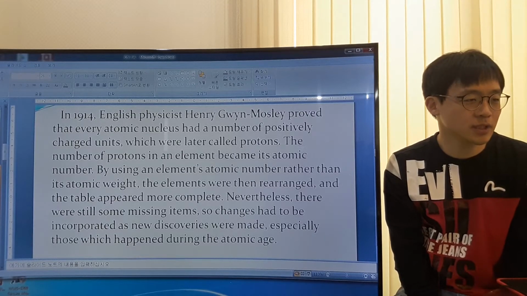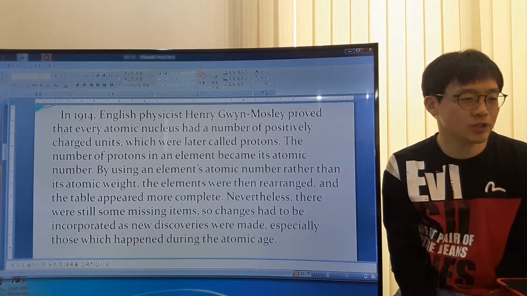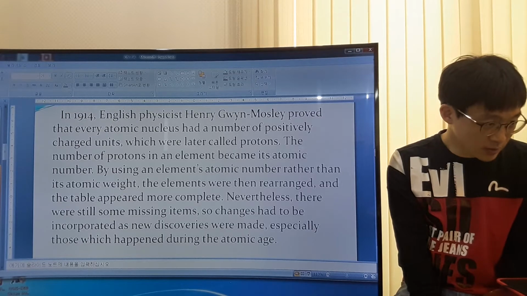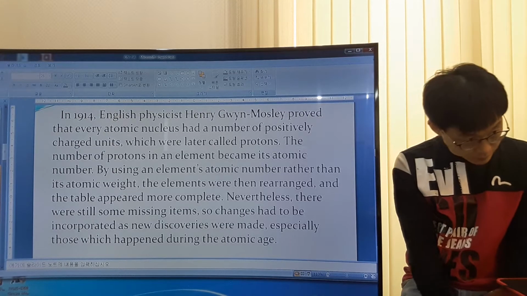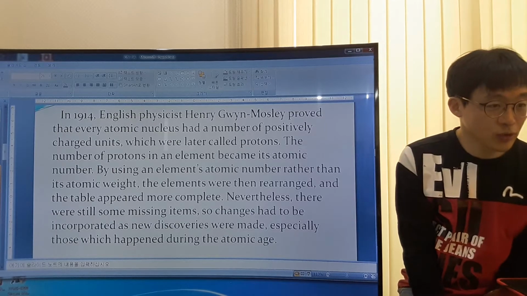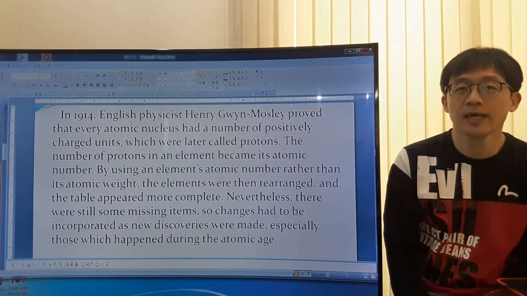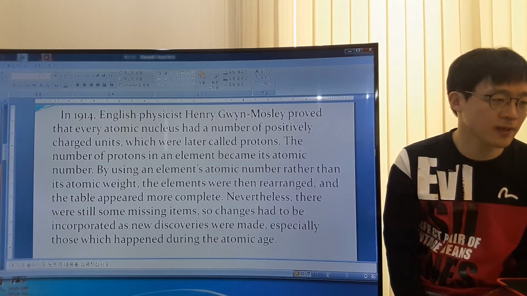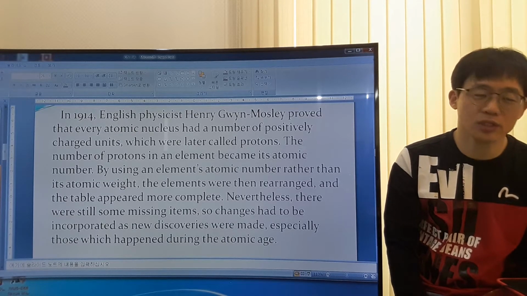But there were still some missing items, so changes had to be made as new discoveries were made, especially those which happened during the atomic age. So changes had to be incorporated. What does incorporate mean? Incorporate means to include something, especially those which happened during the atomic age. What is an atomic age?